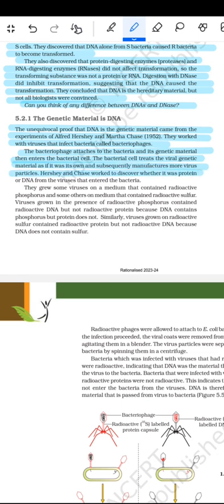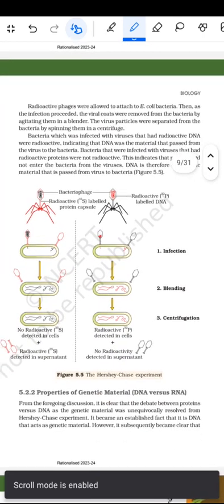Hershey and Chase worked to discover whether it was protein or DNA from the virus that entered the bacteria. They grew some virus on a medium that contained radioactive phosphorus and some other on a medium that contained radioactive sulfur. Bacteriophage grown in the presence of radioactive phosphorus contained radioactive DNA but not radioactive protein, because DNA contains phosphorus but protein does not. Similarly, virus grown on radioactive sulfur contained radioactive protein but not radioactive DNA, because DNA does not contain sulfur.